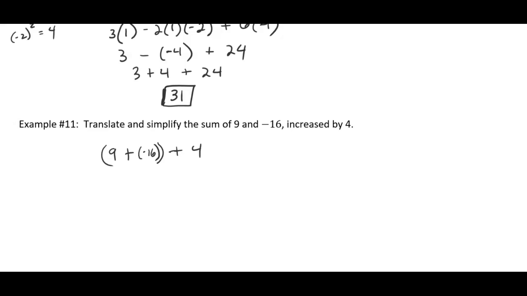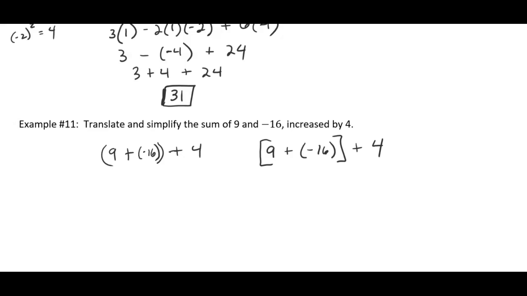Now, I can write this a little bit better and pull in the brackets, right? 9 plus negative 16, that's the sum. And that's what we're going to increase by 4. So sometimes you have to read these several times with the words just to make sense of it and get it written right. So notation can be really important in getting the correct answer.